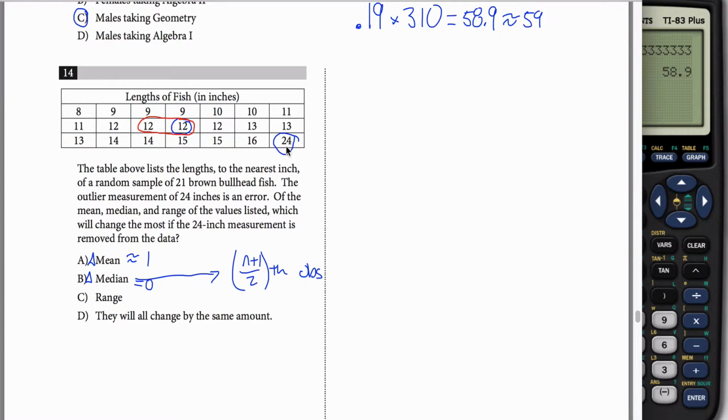That difference is a lot less than this difference. The distance from 8 to 24 is far. The distance from 8 to 16 is not as far. This is going to change by 8, significantly more than either of those will change by. Your answer will be C.